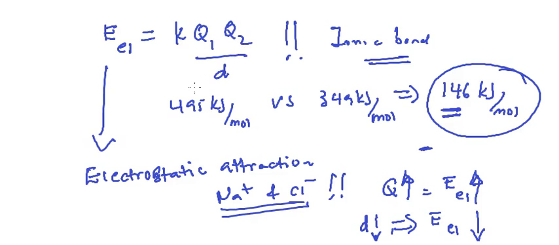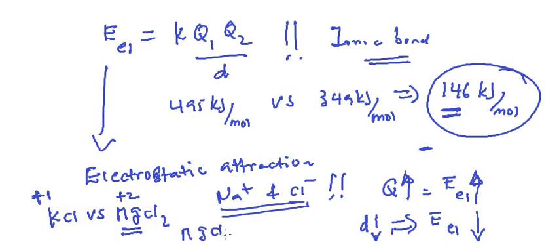To be more practical, we can consider the attraction in potassium chloride versus magnesium chloride. Because magnesium has a charge of +2 compared to potassium, which has a charge of +1, magnesium chloride has a greater electrostatic attraction than potassium chloride. It's because of the charge of the ion. The charge of the ion plays a very significant role here. I want you to pay attention to that.